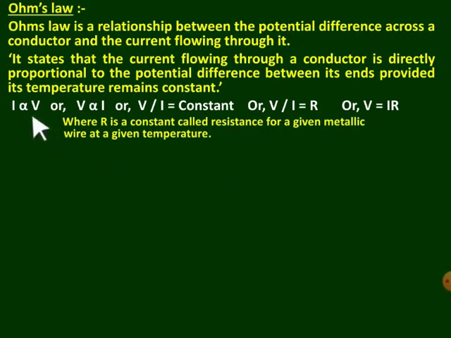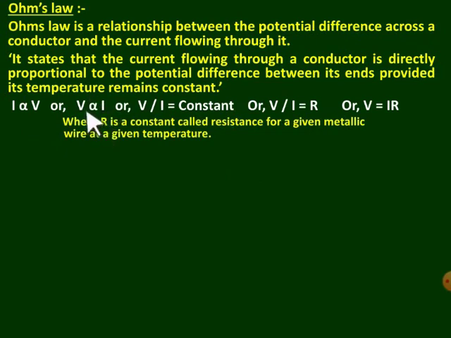So what happened? I is directly proportional to V. That means the current flowing through the conductor is directly proportional to the potential difference, or you can also write that potential difference is directly proportional to current. Got it? Or V by I is equal to a constant. When we say like this, we need to see that with what changes the current changes, with what changes the other variable changes.